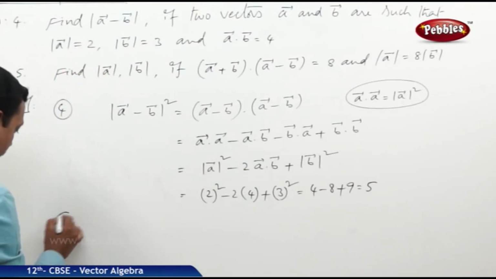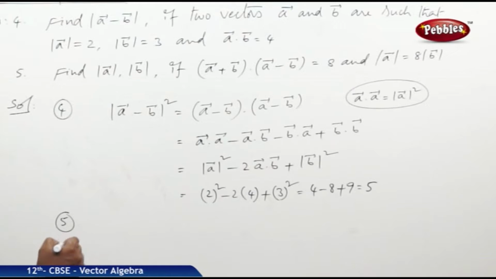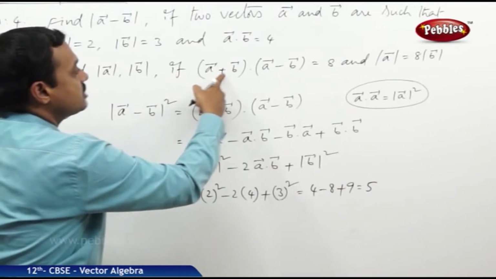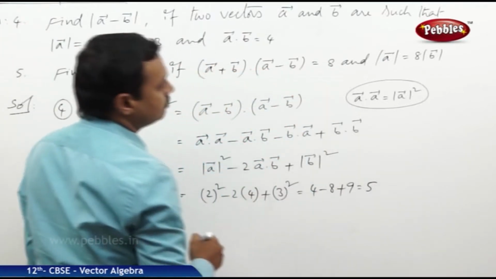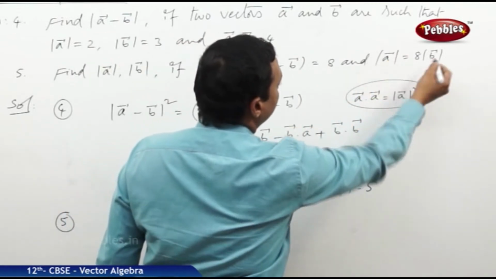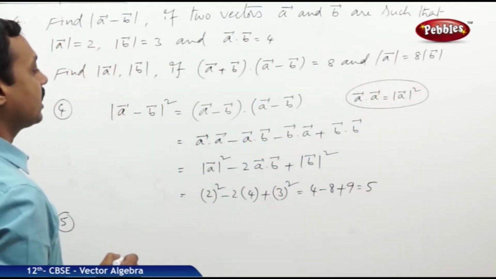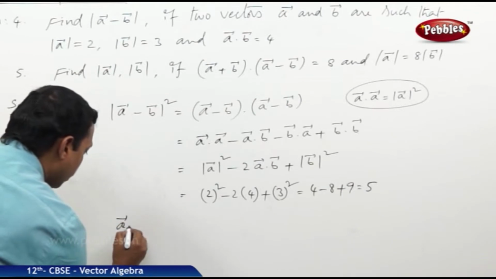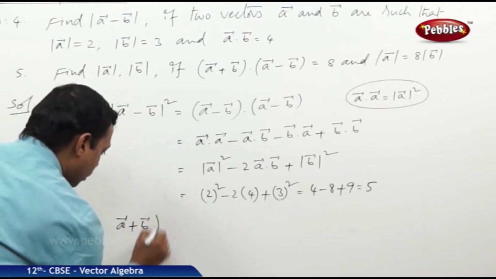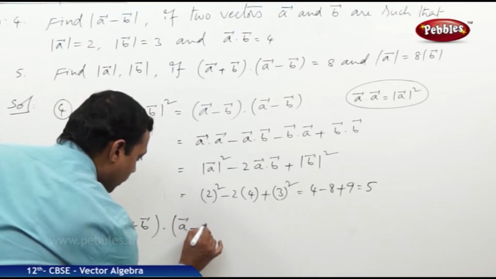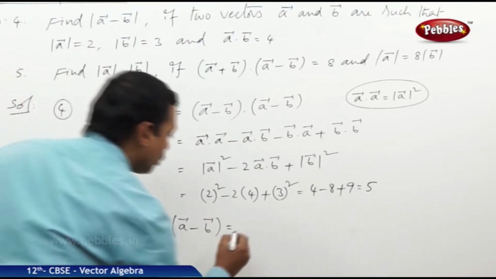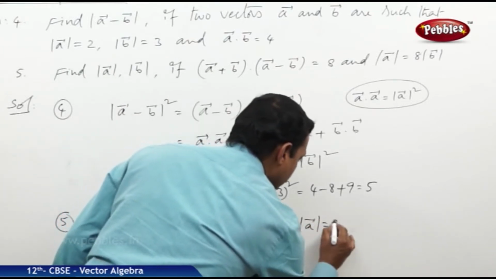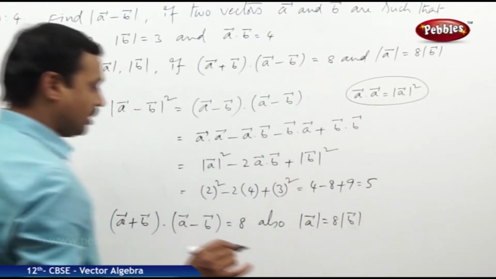Next one, fifth one. Find mod a comma mod b if a plus b dot a minus b is equal to 8 and modulus of a vector is equal to 8 into modulus of b vector. Given that a bar plus b bar dot a bar minus b bar is equal to 8 and also given modulus of a vector is equal to 8 times of modulus of b vector.